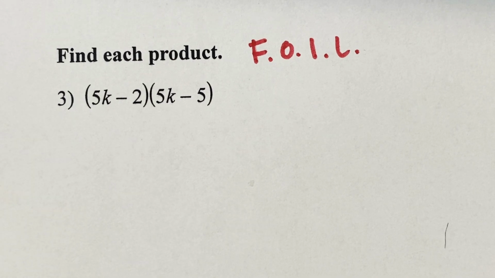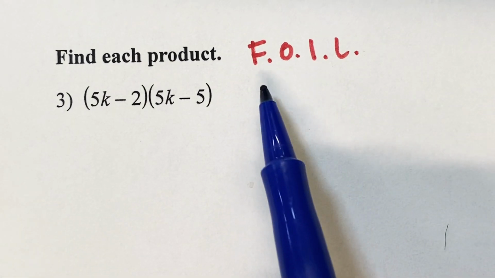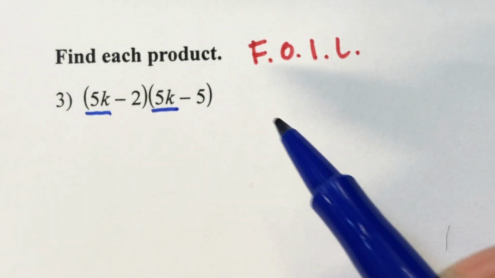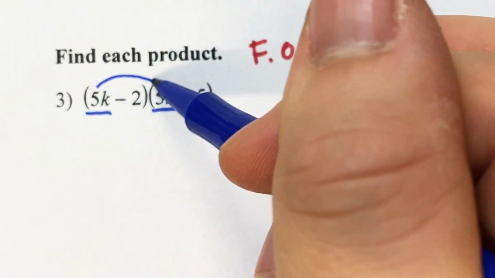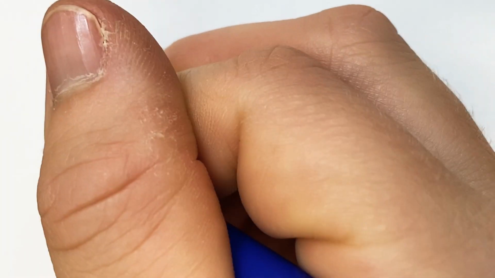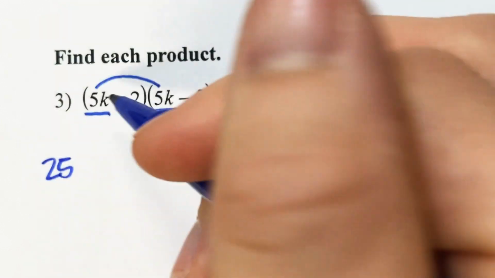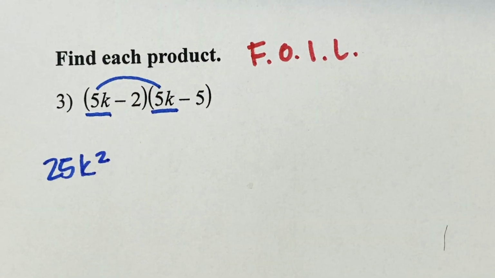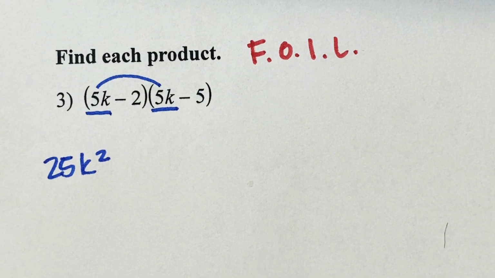Okay, so the F in FOIL stands for first. So we take our first term of each binomial. So we're going to take 5k times 5k. Alrighty, so 5 times 5, that's going to give me 25. k times k gives me k squared.